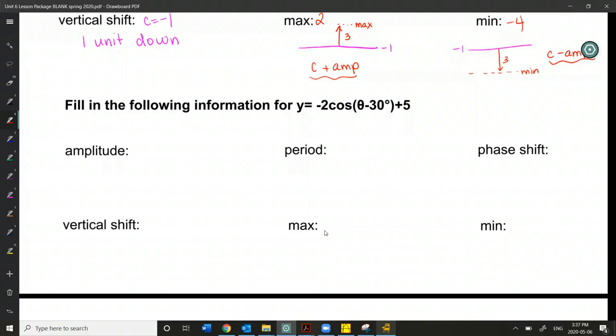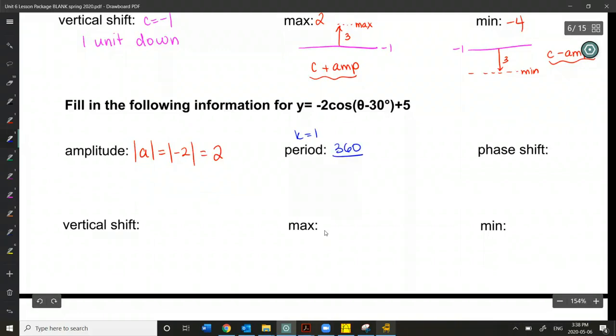Okay, so now that you've had a chance to try this on your own, amplitude, you should have done the absolute value of -2, which should give you +2 for this one. Make sure that you take the absolute value. Amplitude cannot be negative. Now in this one, if we don't see a K value, you're going to assume that your K value in here is 1 when we don't see it. So in order to calculate the period here, there's no stretch or compression that has happened. So the K value should remain, or the period should remain as 360, what the normal cosine period is.